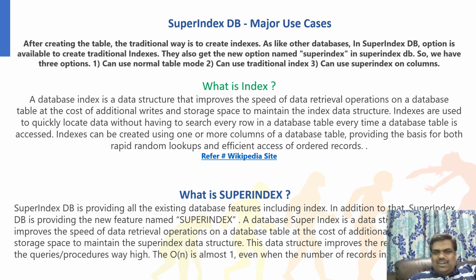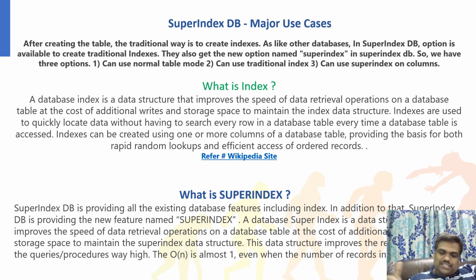When we ask what an index is, you can refer to the Wikipedia site also. Usually a database index is a data structure that improves the speed of data retrieval operations on a database table, at the cost of additional writes and storage space to maintain the index data structure. Indexes are used to quickly locate data without having to search every row in the database table. Indexes can be created using one or more columns of the database table. That is the usual index, right?